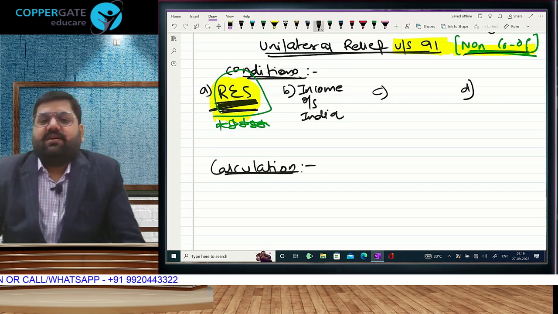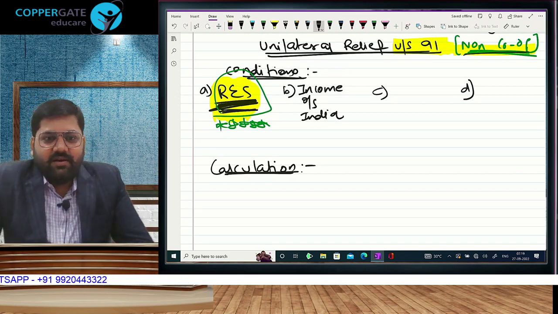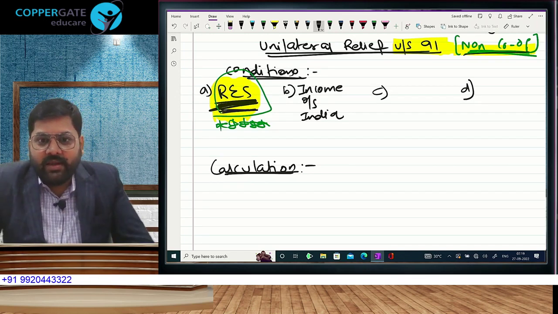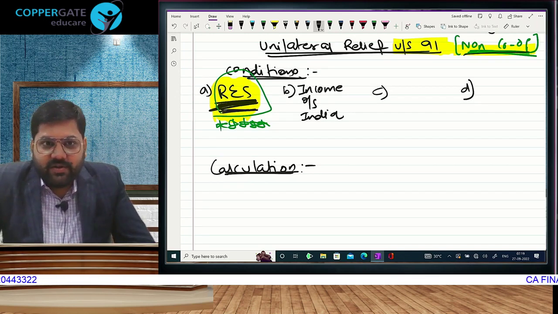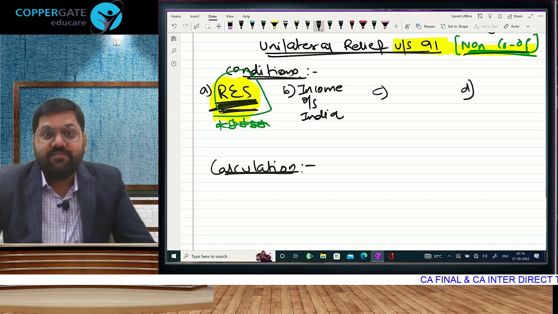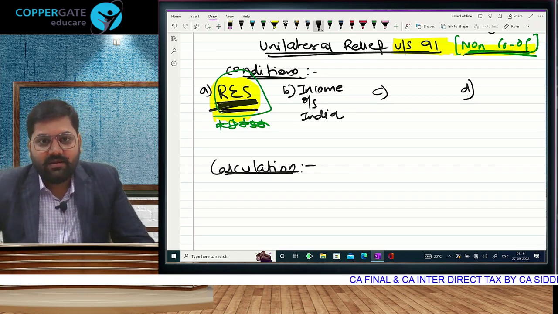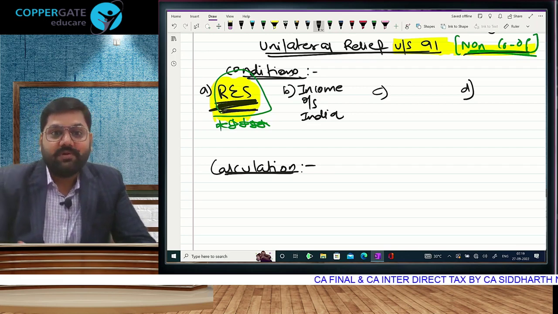Wah, Modi ji, wah. Understand, if there was no income outside India, first of all, double tax will not come. And if there is no double tax, where is the question of relief? Any relief, unilateral or bilateral? Correct?